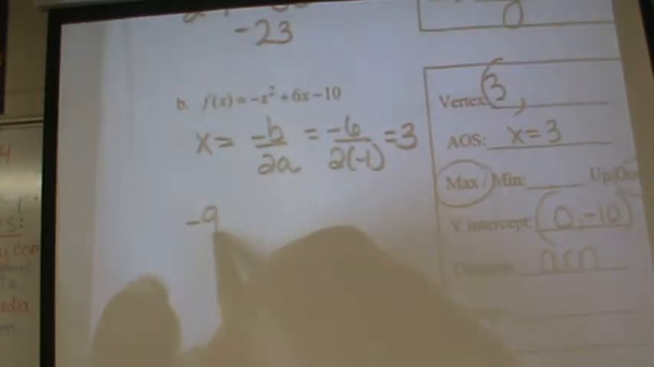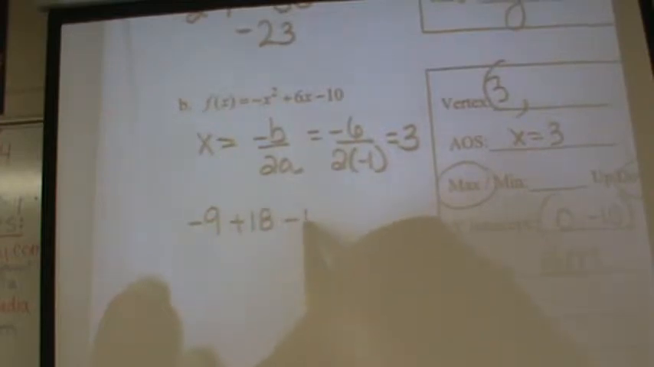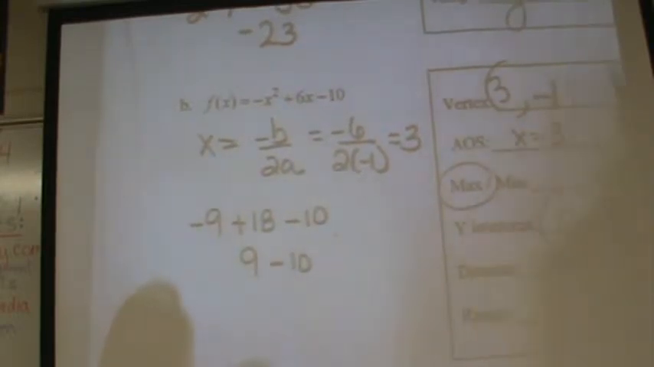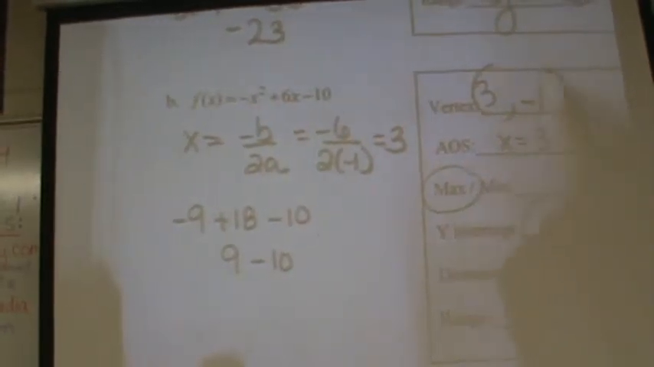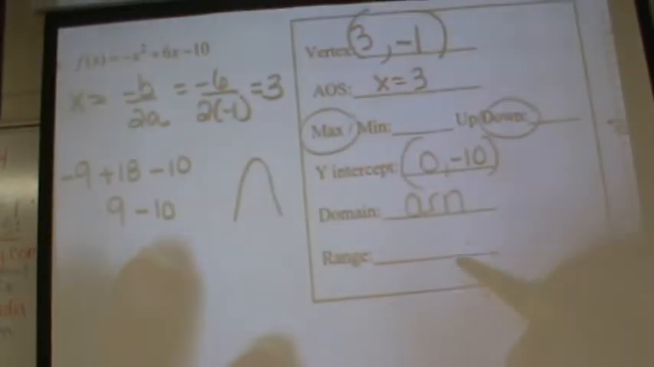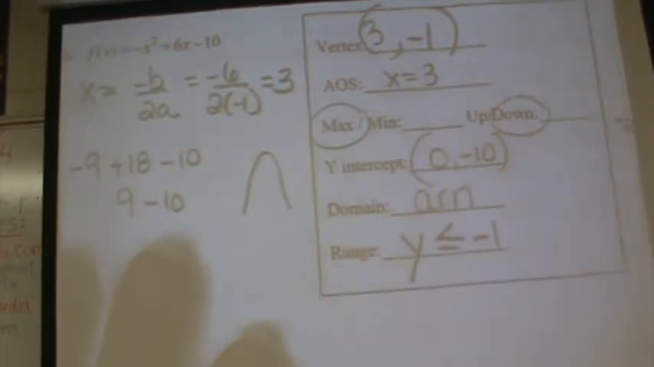3 times 3. 3 squared is 9. 9 times negative 1 is negative 9. Then 6 times 3 is 18, and then minus 10. So these two give you 9, and 9 minus 10 is negative 1. How many of you got negative 1? Yay. So 3, negative 1. How will you do the range? Since it's upside down, what are you going to write for the range? y is less than or equal to negative 1.